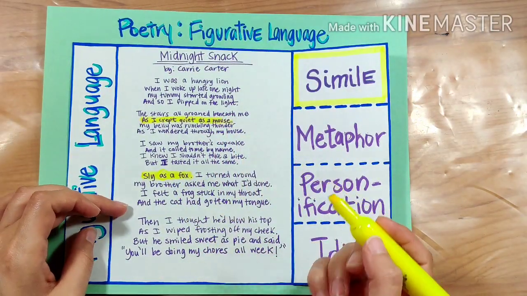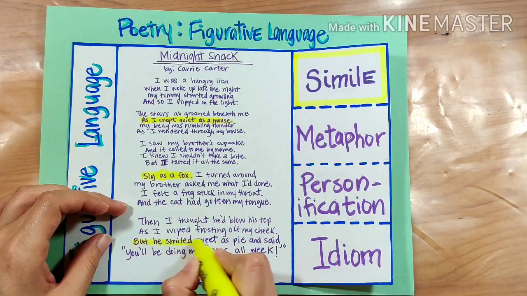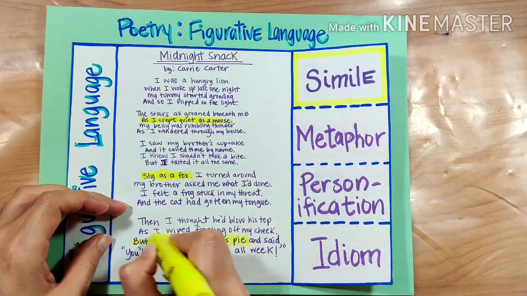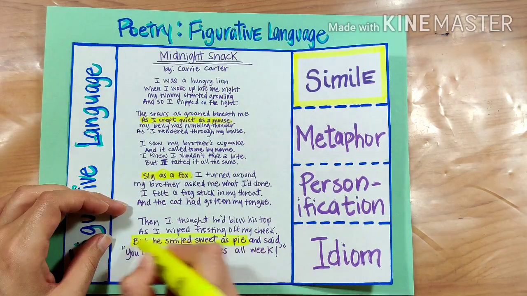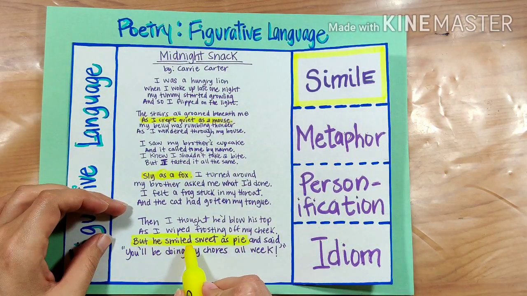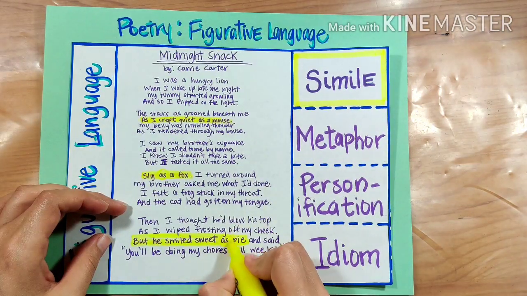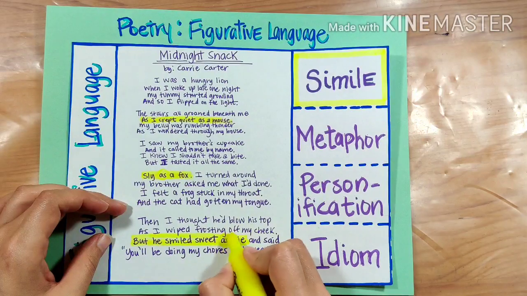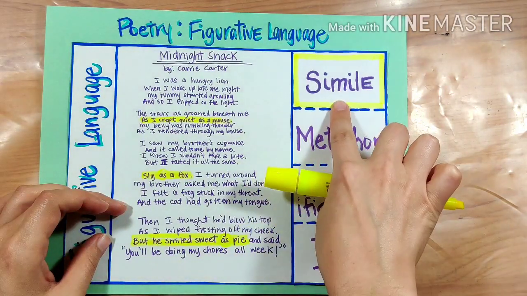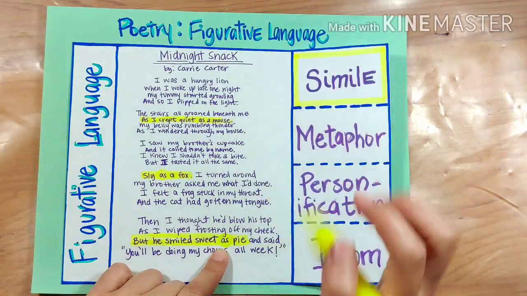Okay, now I do see another one down here, and I'm going to also highlight it in yellow so that you can see it better. And this one says, but he smiled sweet as pie. Okay, here's that word again, as. That's how we know that it is a simile, okay? Going back to those two key words, like or as.